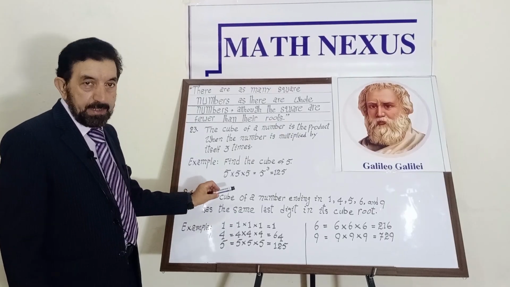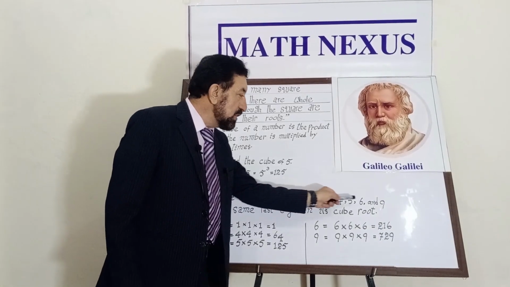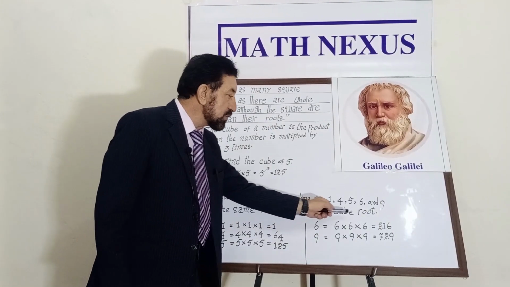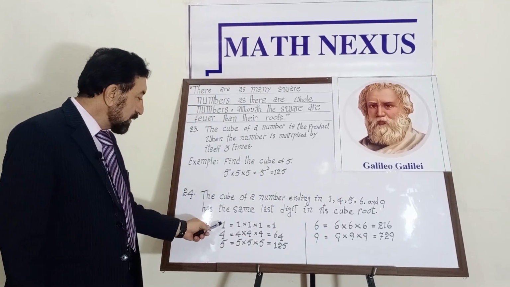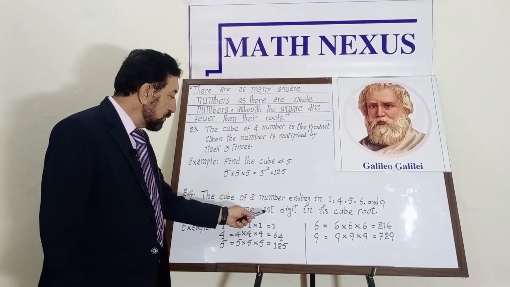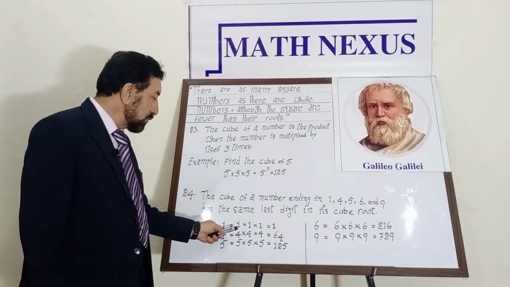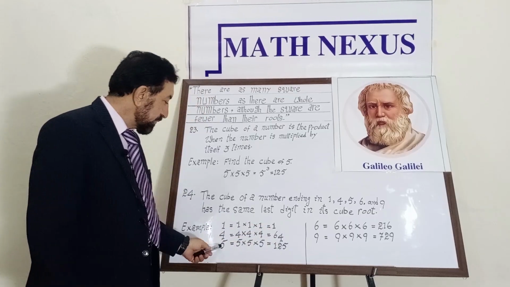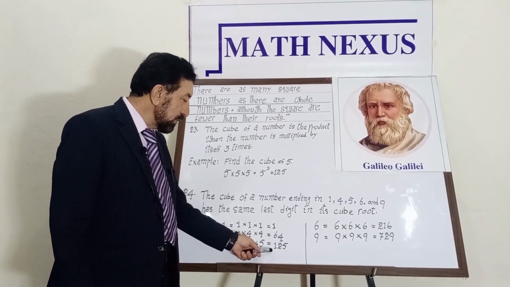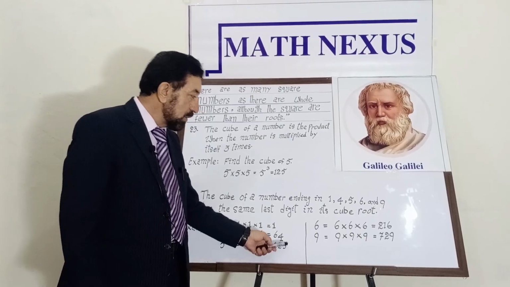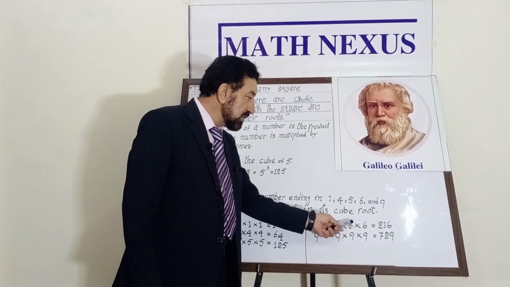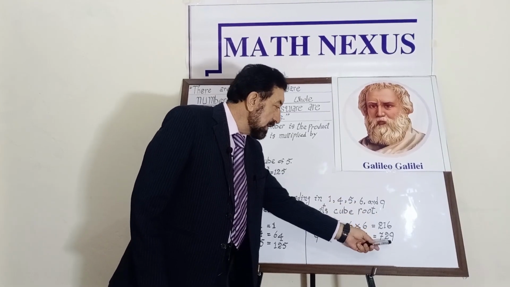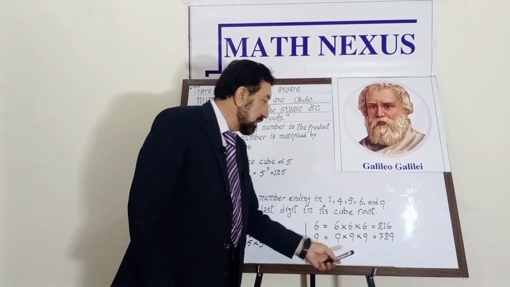The cube of a number ending in 1, 4, 5, 6 and 9 has the same last digit in its cube. Example, 1 into 1 into 1 equals 1, and 4 into 4 into 4 equals 64, this ends in 4. And 5 into 5 into 5 equals 125. Similarly, 6 into 6 into 6 equals 216, ending in 6, and likewise 9 ends in 9.